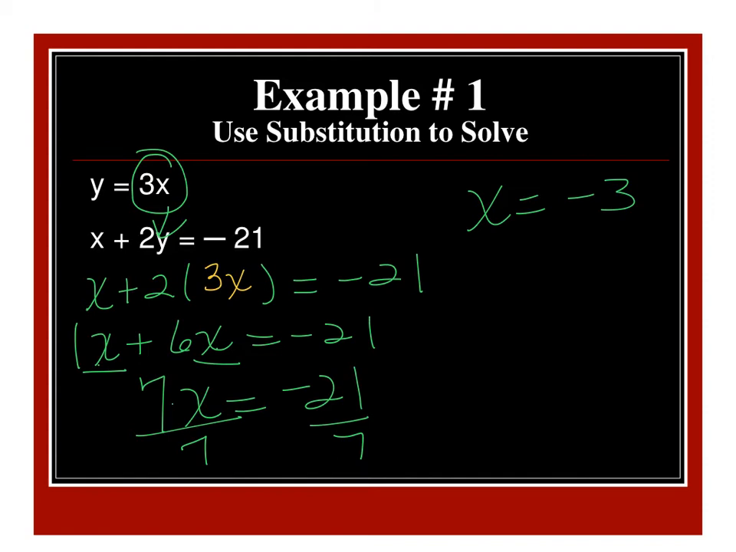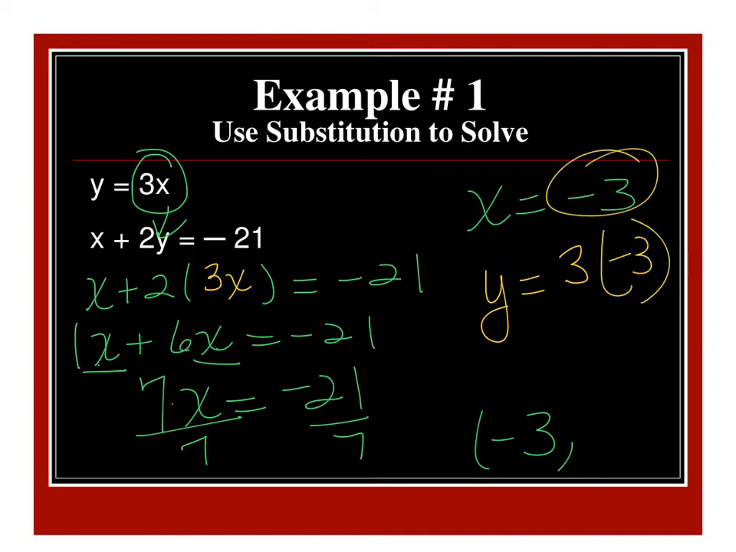But I am not done there. I only have part of my answer. I have my x coordinate. If I have two variables, I have to find two solutions. I find my x and I find my y. But all I have to do is take this value for y here and substitute in this value for x. So 3 times negative 3 is negative 9, so my y is negative 9. So this is my ordered pair here, (-3, -9).